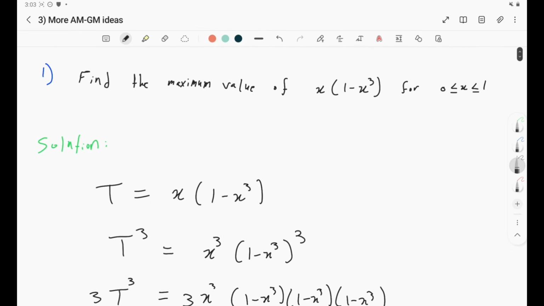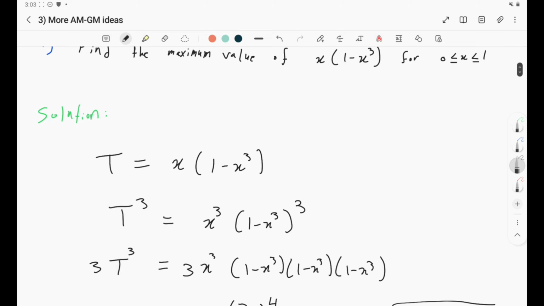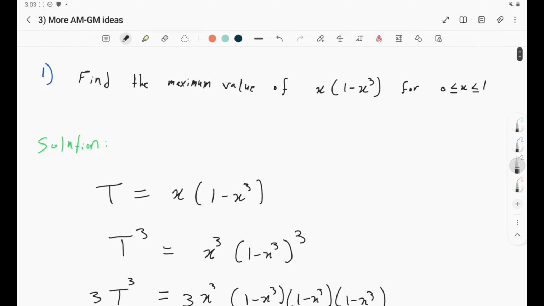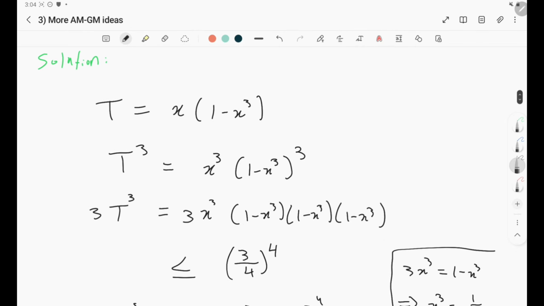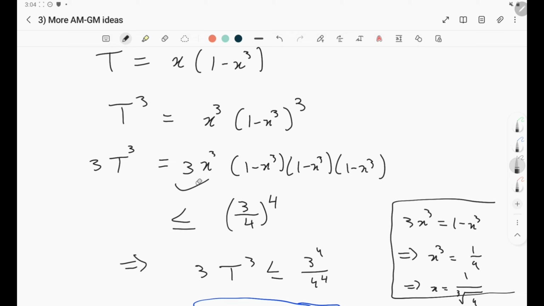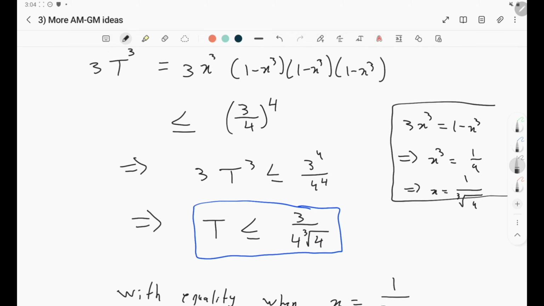We're done. So what's the point of this question? AMGM can be used to find maximum values or minimum values. Of course, you can solve it using, as we said, calculus, but you can also apply AMGM, but most of the time you need to do some tricks. For example, here we just thought about it logically. How can we get rid of the x and x cubed? We just thought of this idea, taking a cube and then inserting a 3 here, and then we were done.